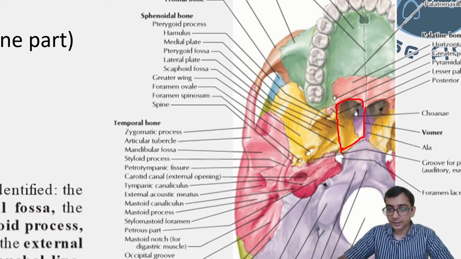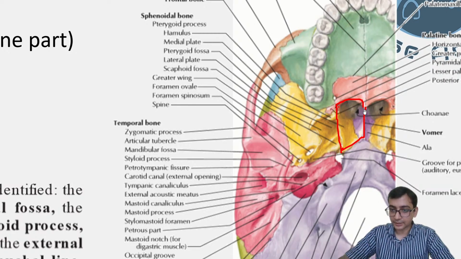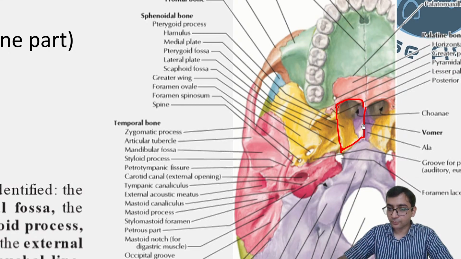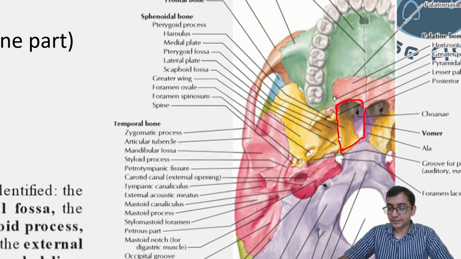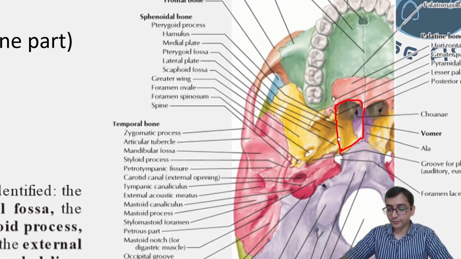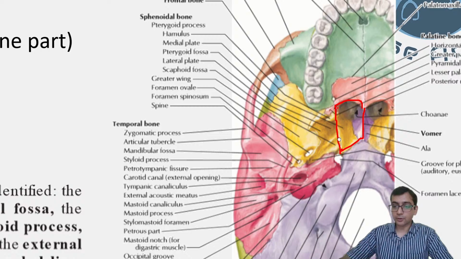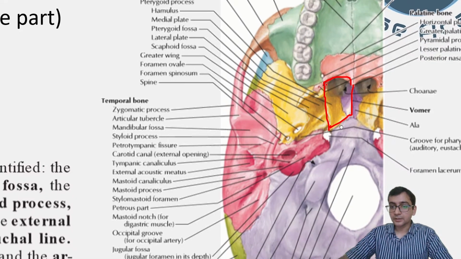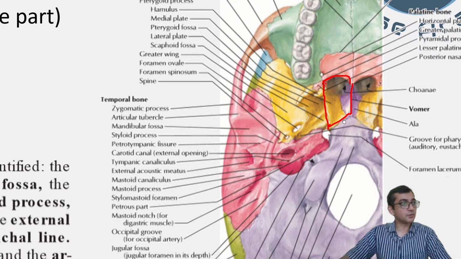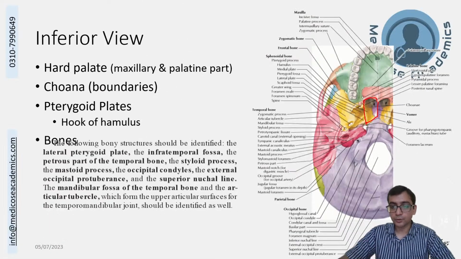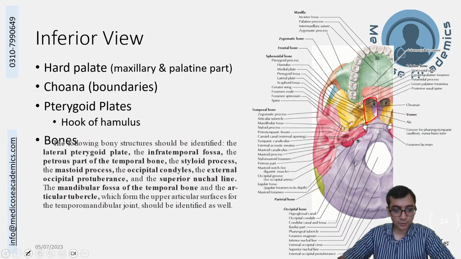So which structures are making it? Inferiorly, there is the palatine bone, the horizontal plate. Medially, there is the vertical palatine part. Laterally, there is the posterior free margin of the medial pterygoid plate. And at the upper end, there is the body of the sphenoid bone. So these structures make the posterior nasal aperture, otherwise known as choana.